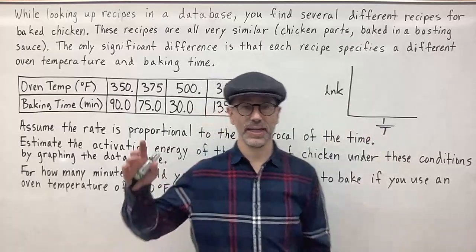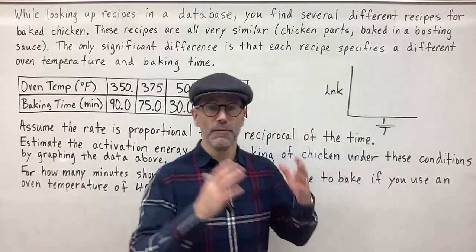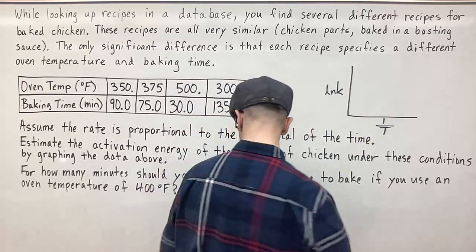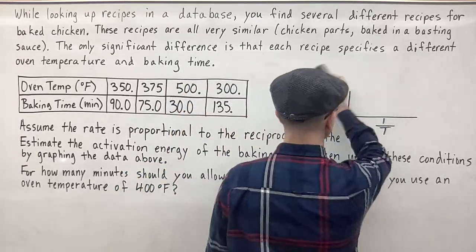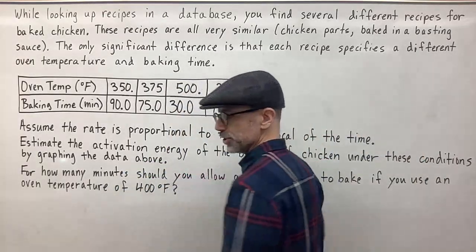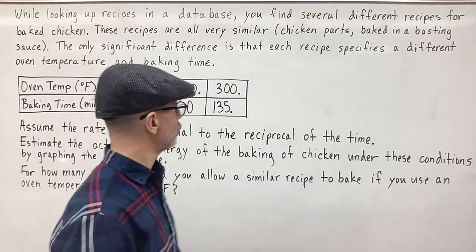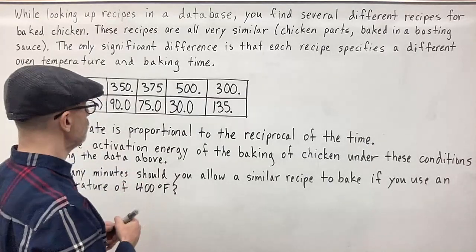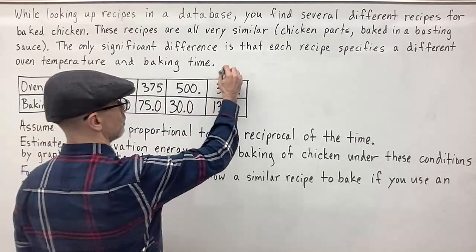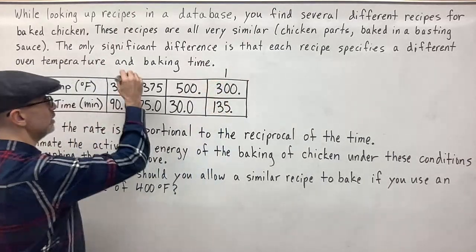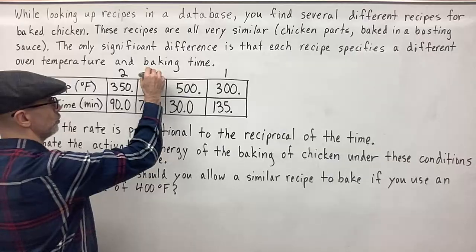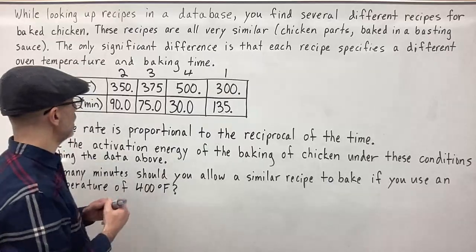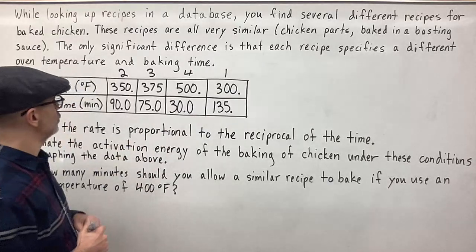So we need to take the data that we're given in the table and fix it so that we can make this plot. So let's go ahead and do the temperature first. I'm going to label these as points 1 through 4. Since this is the lowest temperature, I'm going to make this number 1. Then 350 is going to be point number 2, then 3 and 4. So increasing temperature and decreasing time.